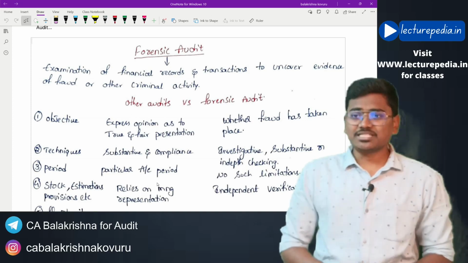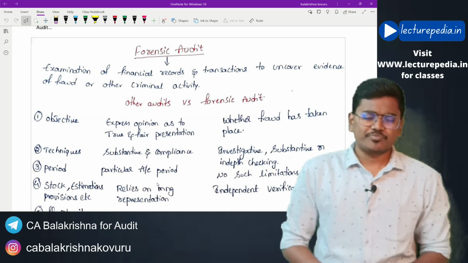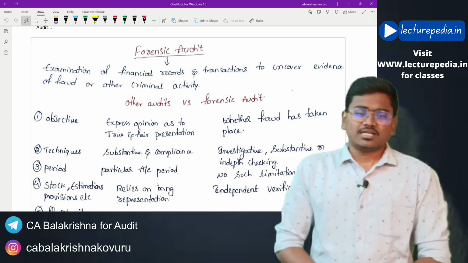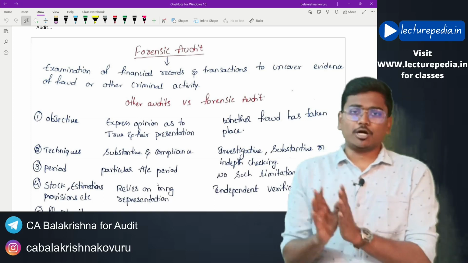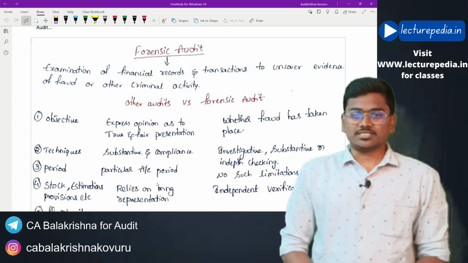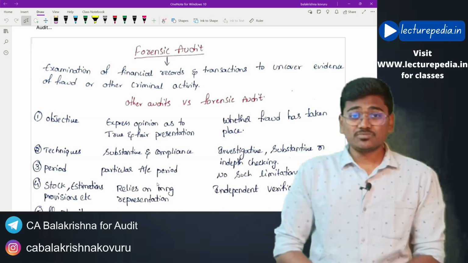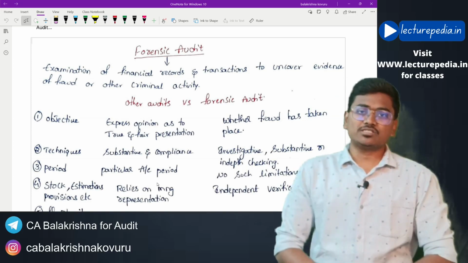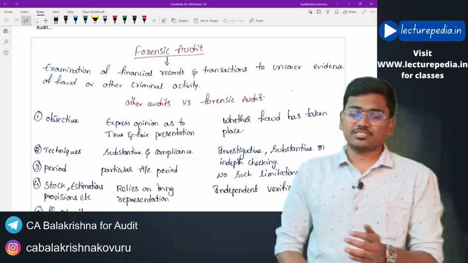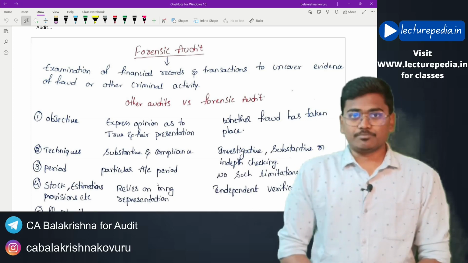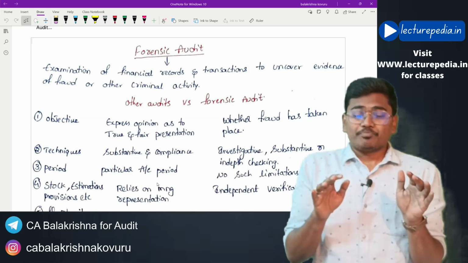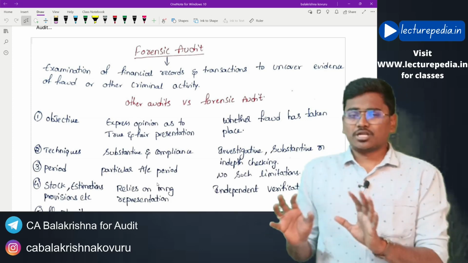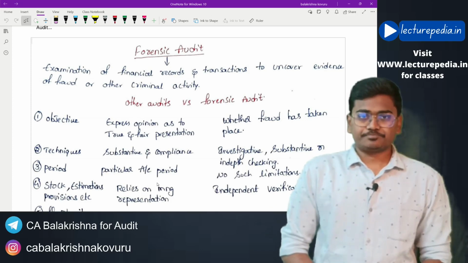Now we'll start with revision of forensic audit. Basically, what is this forensic audit? Whenever any fraud takes place in the company, then it will appoint a forensic auditor to determine who is involved in this fraud, what is the extent of this fraud, and for how many years this fraud has been taking place. To determine all these aspects relating to the fraud, a forensic auditor will be appointed.